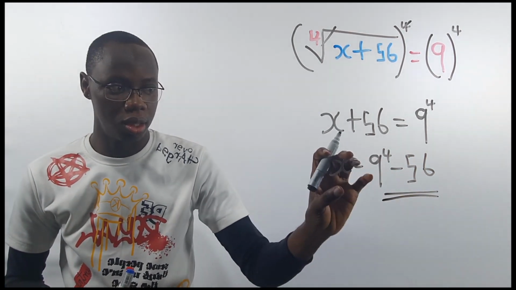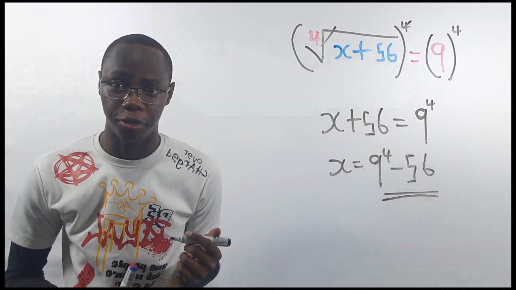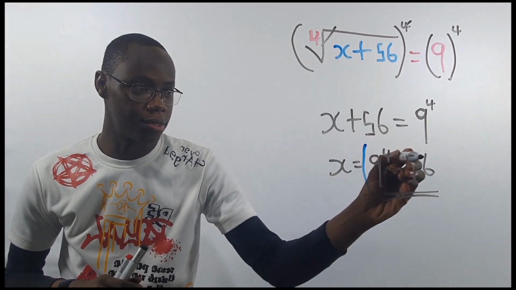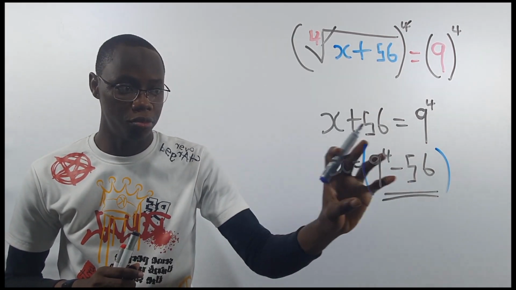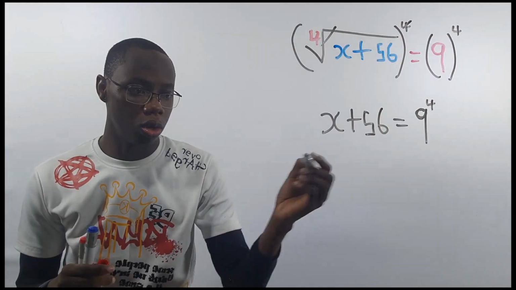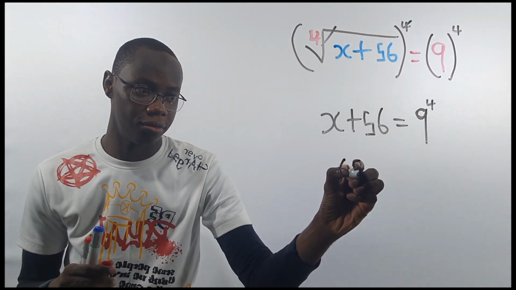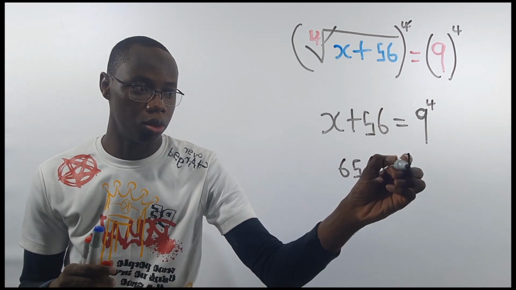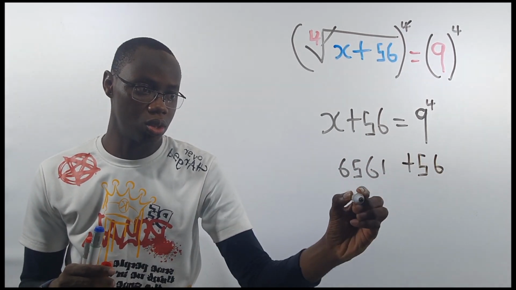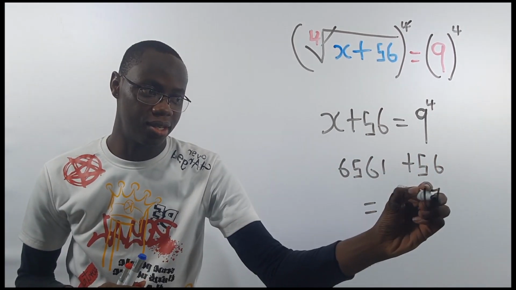You can leave your answer like this, but I recommend you simplify further. If you want to earn more marks, you can simplify further, but for me, I prefer my answer like this. Or you can say 9 raised to the power 4 is 6561, minus 56. So that will give you 6505, like this.